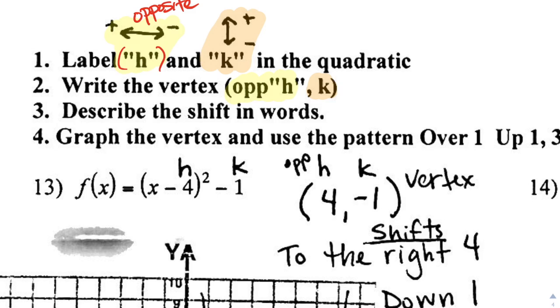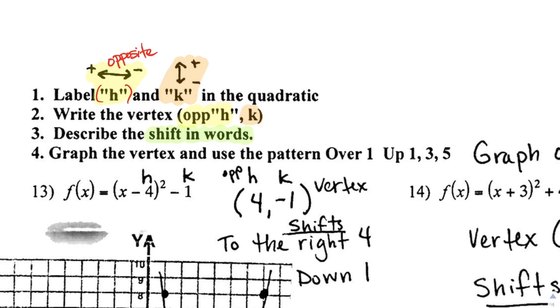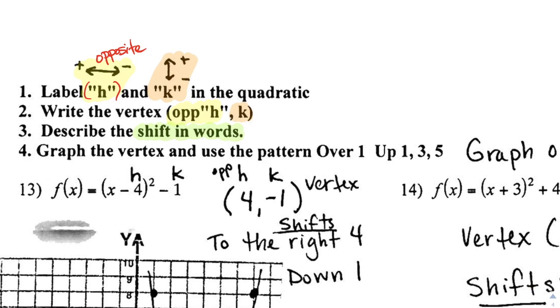I'm asking you to describe your shifts in words. So, left 2 spaces, up 3, whatever that happens to be. And then you're going to graph. So you're going to move the vertex, and graph the vertex. And then you're going to use the pattern over 1, and then up 1, 3, and 5.